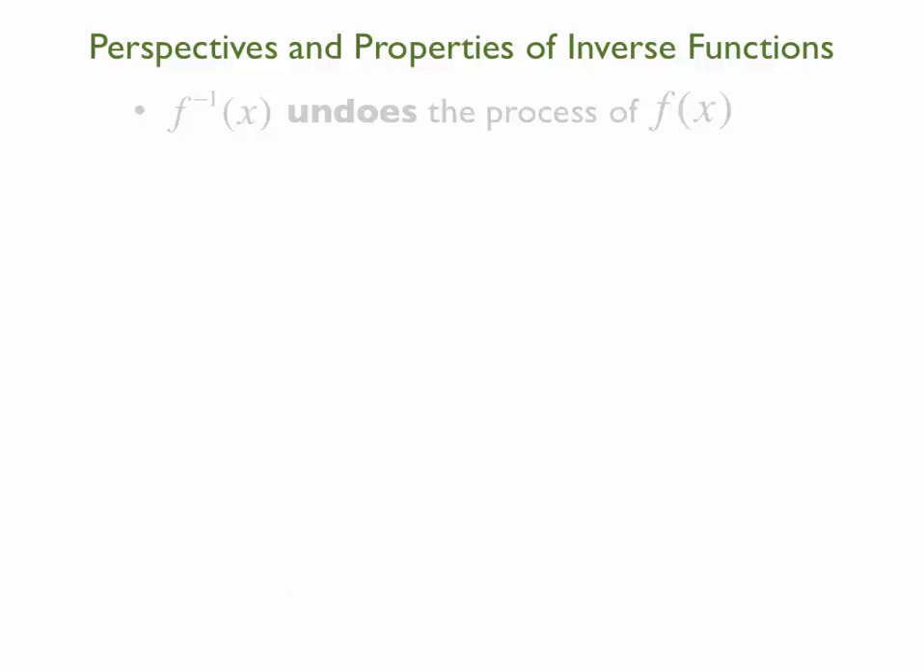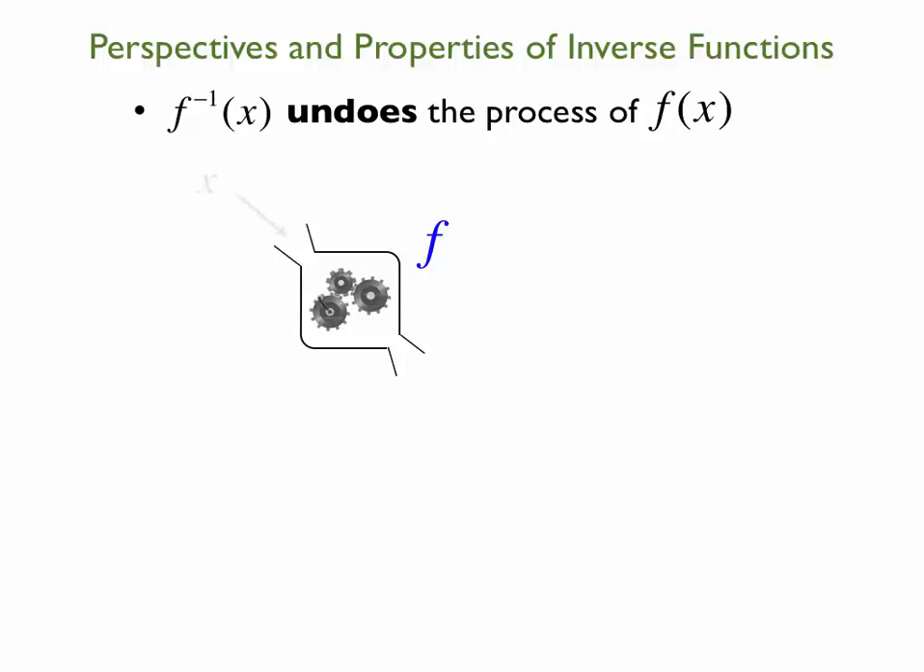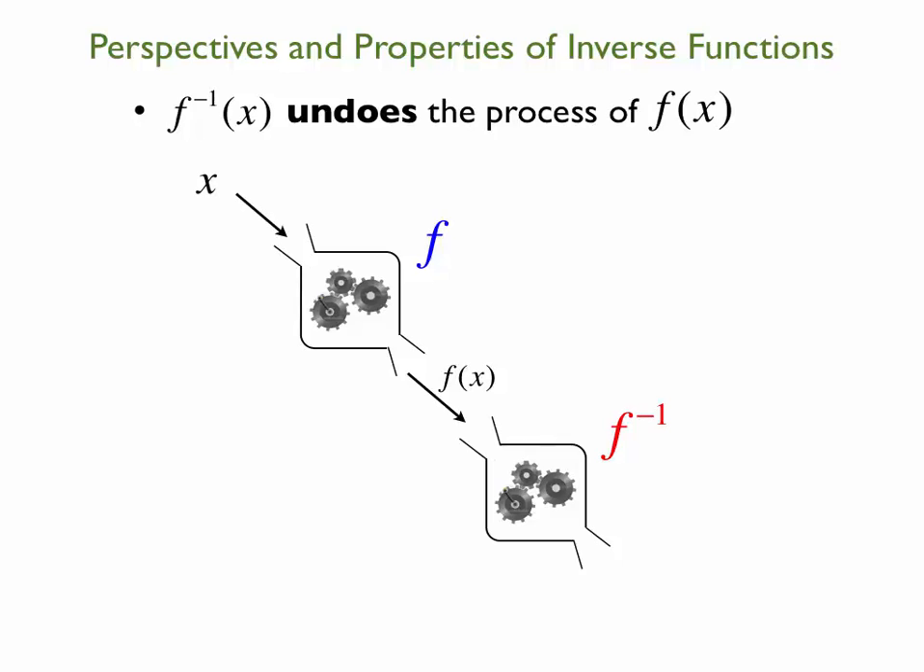Okay. So here's another, that's reverse. The input becomes the output becomes the input. We also talked about this. F inverse undoes the process of f. So what f does, if we take that and put it into f inverse, what will the result be? I'm going to take x, put it through f, take that output, put it through f inverse. What should I get? X. That's it.